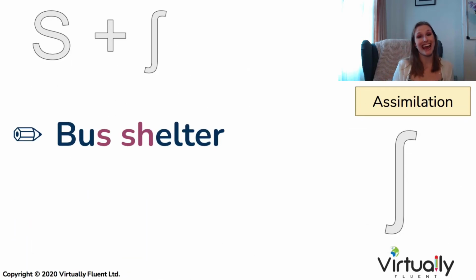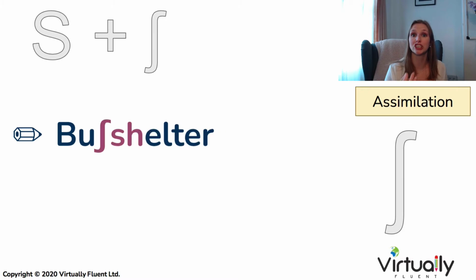The next one is when an S is followed by a sh sound. We basically eliminate that S. We don't really want it. We convert it immediately into that sh. Bus shelter, not bus shelter, bus shelter.